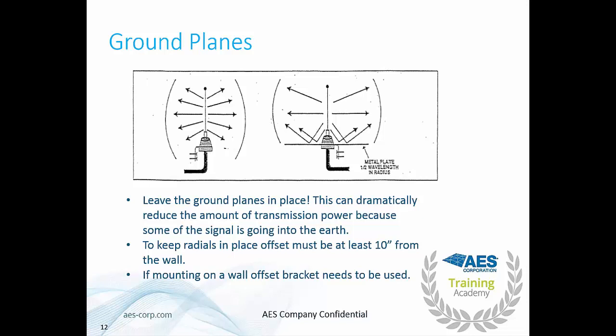With all antennas that are not being installed on a subscriber, an offset bracket needs to be used to keep the antenna away from the wall and allow the antenna ground planes in place. If you ever see an antenna flat to a wall with one of the ground planes missing, or much worse, one of the ground planes bent along the antenna, this is dramatically lowering the signal strength of the subscriber.